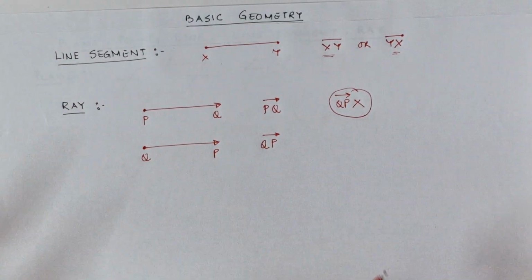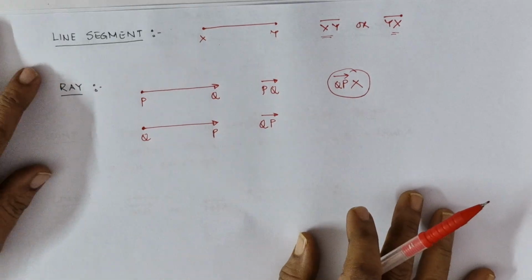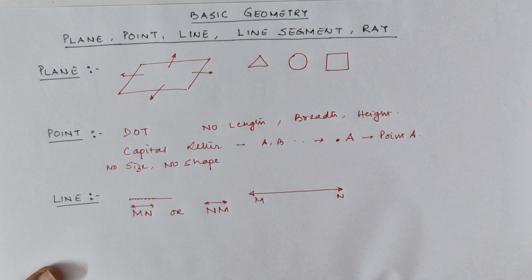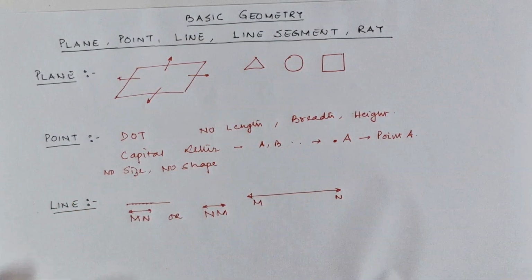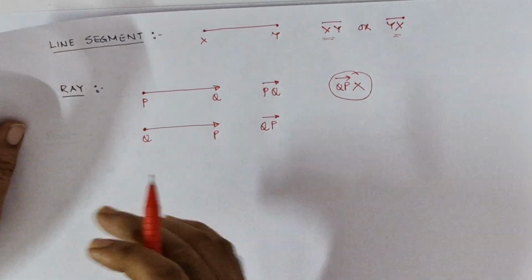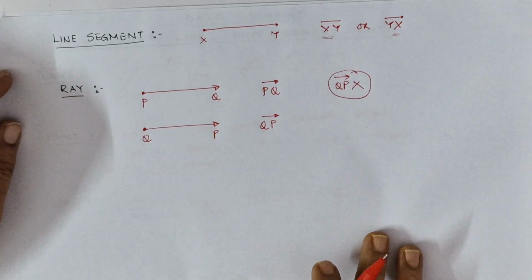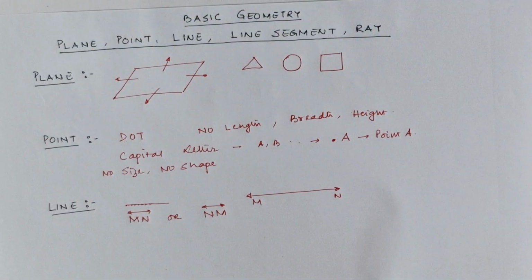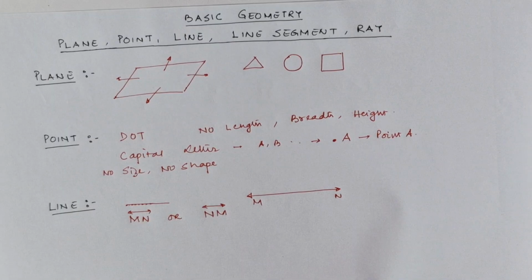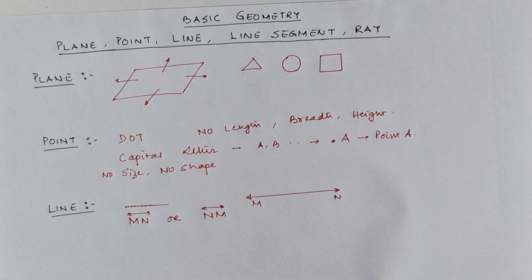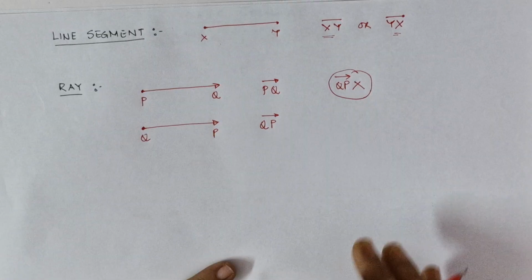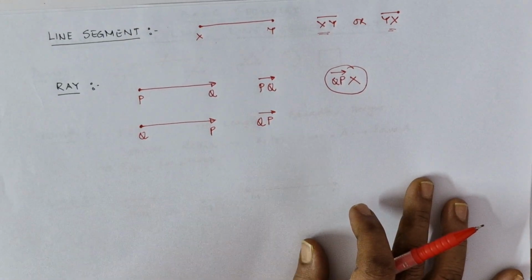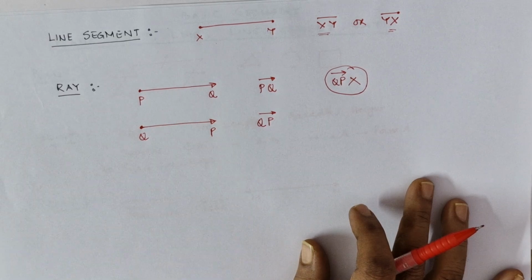Students, you might be asked in question papers to find out or enumerate the differences between a point and a line, or a line and a line segment, or a line segment and rays. So you got to know these features of these basic geometrical things like plane, point, line segment and rays. I hope you have followed my lectures. These are very simple definitions, so it is not at all difficult. You might face certain questions in your question paper.